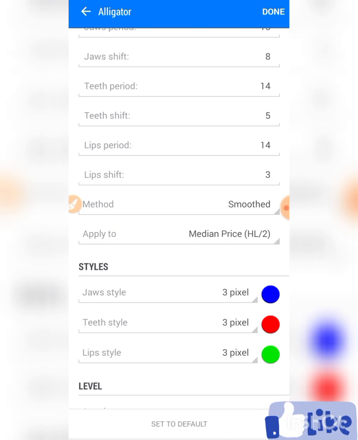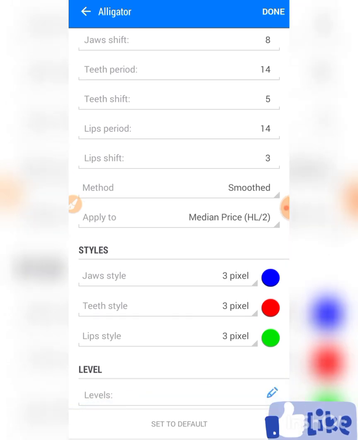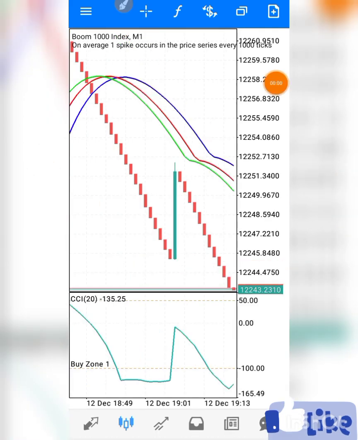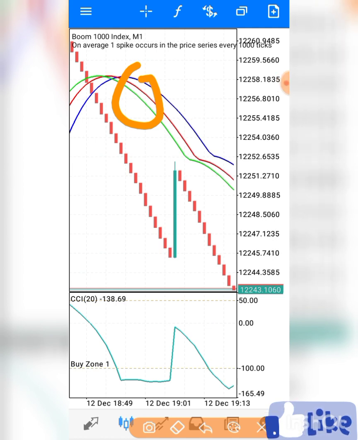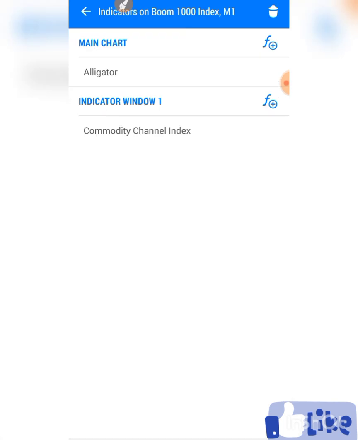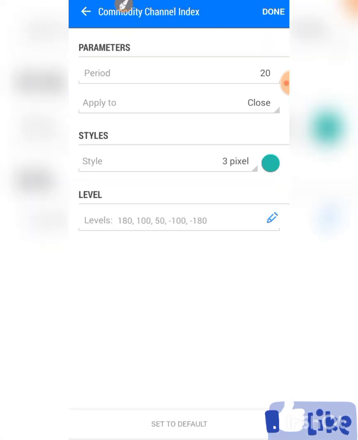The color, you can choose any colors that you want so that it will appear on the main chart for you. Not too important, just pick any color, but make sure that it doesn't match the color of your background screen. Mine is white, so I'm not picking any white here. Then the levels, you leave them, then you click on done. So these are the Alligator lines as you can see them on the main chart. So we are done with that one. Let's go to the other indicator, which is the Commodity Channel Index.